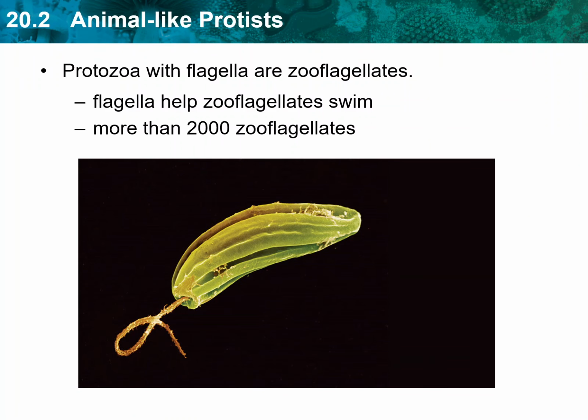Many protozoa use flagella to move. Recall from Chapter 19 that flagella are tail-like structures that help single-celled organisms move. The flagella of protists, which are eukaryotes, look similar to the flagella of prokaryotes, but they are structurally very different.